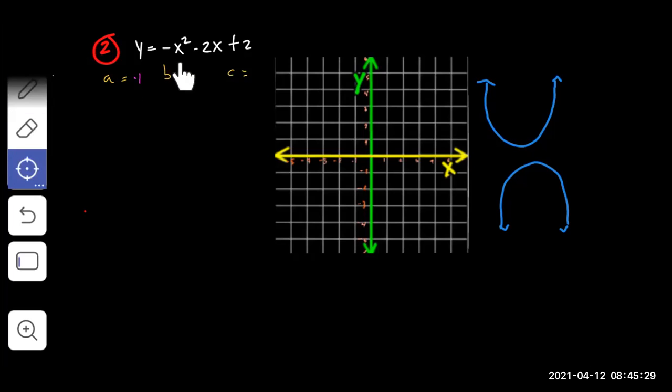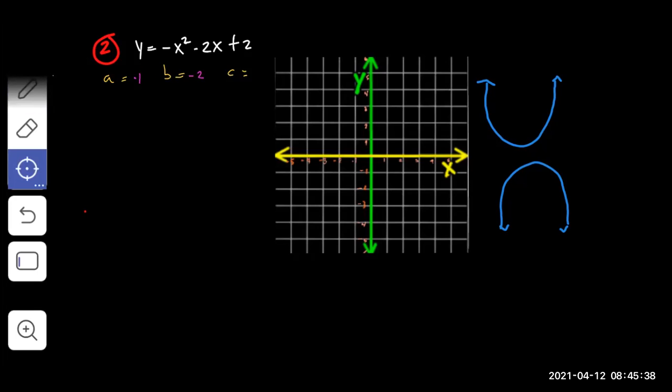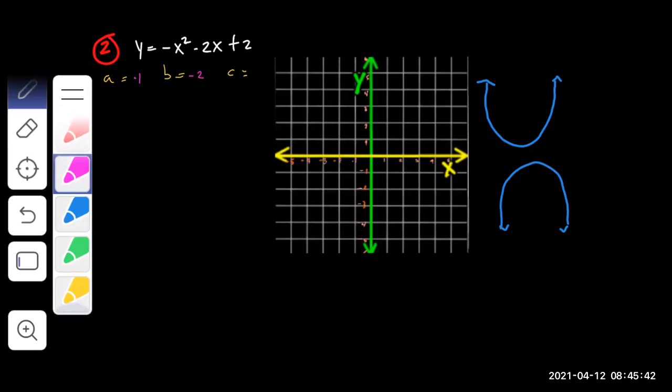What is B, the linear term? -2, that's correct. And C, guys, the constant term. What is the number without a variable? The constant term is +2, right? Okay, we got it, +2. And this is what we have to do.